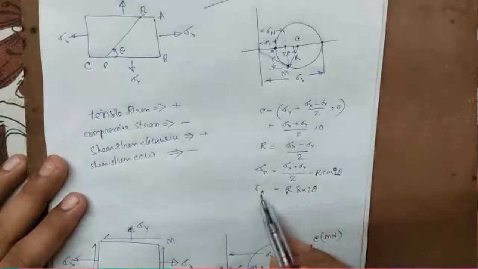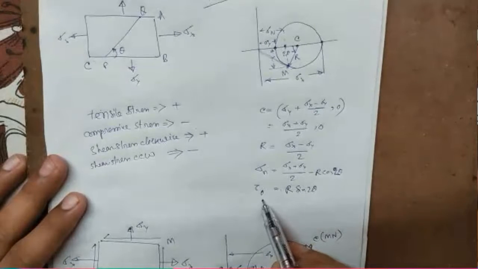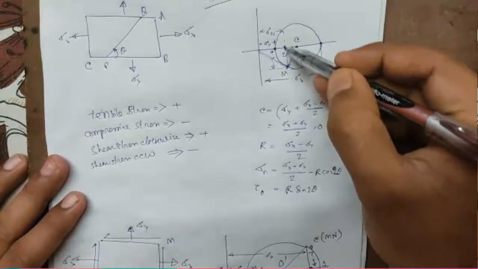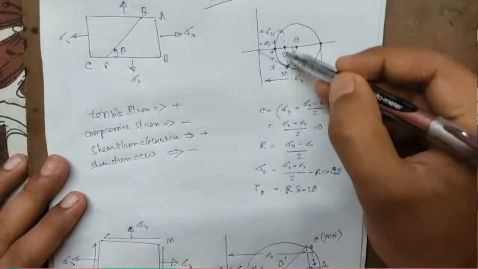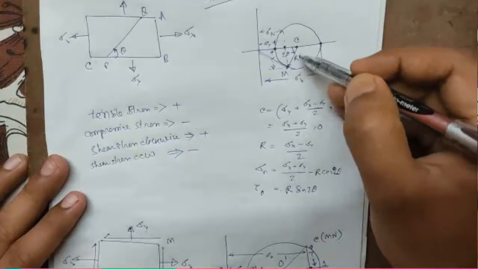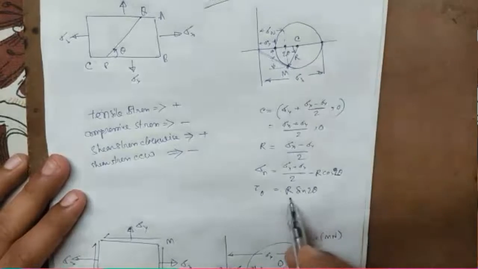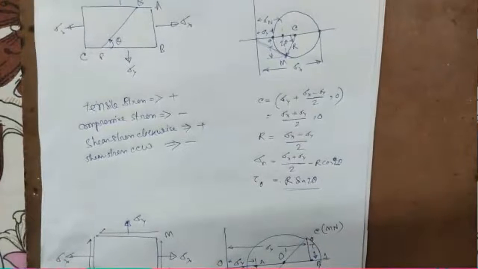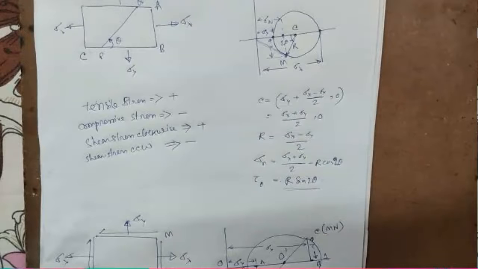And what will be the value of shear stress or tau at an angle theta? So here, from here to here will be the tau. This much will be equal to r sine 2 theta. So this is r sine 2 theta. Now if you compare these two values with the analytical method, you will find the values are the same. So I hope this is clear for everybody. Give me a reply.